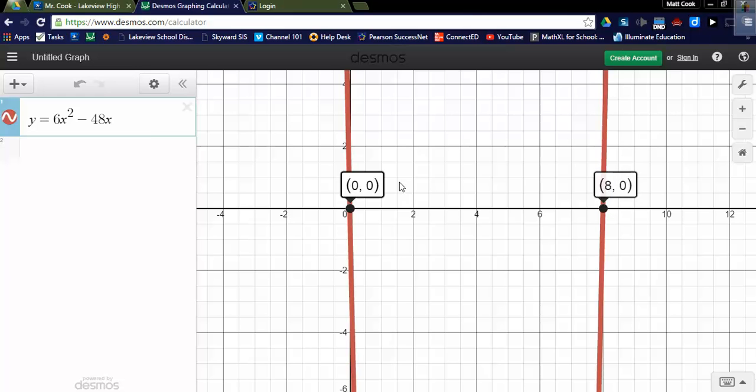The answers that we're looking for are the x-intercepts there. So I have two answers there for this problem. One answer is 0. The other answer is 8. So my two answers here, x equals 0, x equals 8. Alright, so I hope that helps with those homework problems.